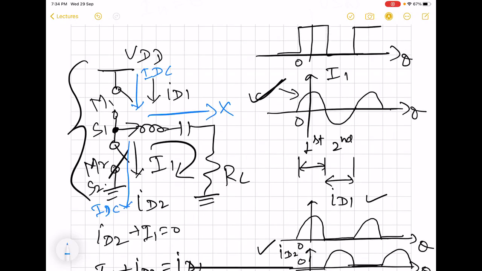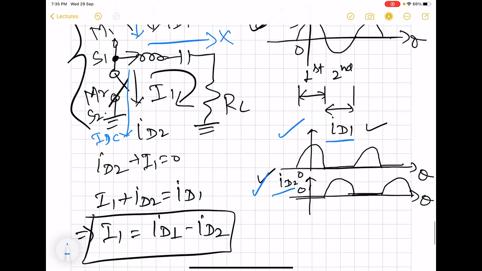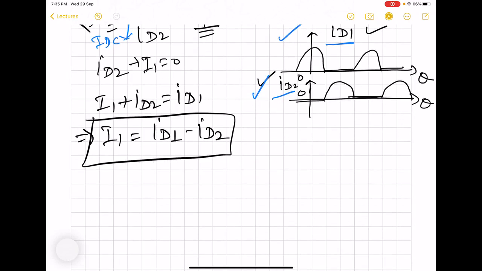No DC in the load network, but DC through M1 and M2. And the DC through M1 is going to be equal to DC through M2 because ID1 and ID2 are of exactly the same amplitude. Though there is a phase shift, the phase shift will have no impact on the DC content of ID1 or ID2. So what we conclude from this analysis is that the DC component required is the DC component of either ID1 or ID2.